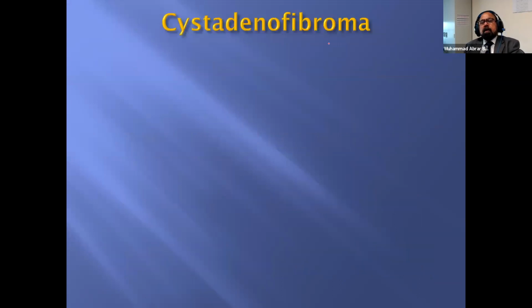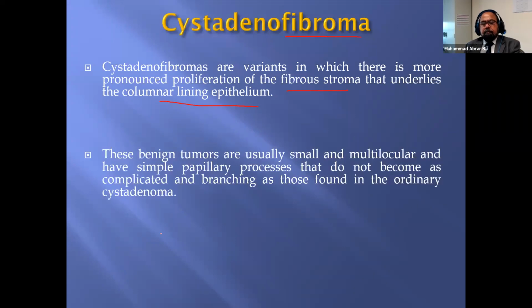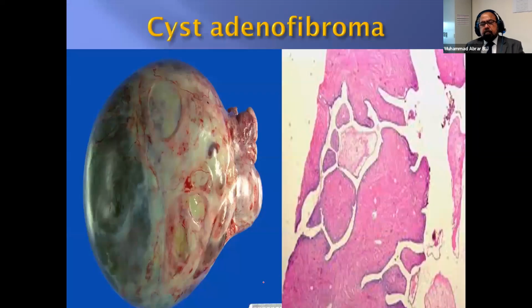Now, cystadenofibroma, as the name says, is a benign tumor. It's a variant in which there is more pronounced proliferation of fibrous stroma. That's why we call it fibroma, which underlies the columnar lining epithelium. These benign tumors are usually small and multiloculated and have small papillary processes, and they do not become complicated or branching as they are found in ordinary cystadenoma. In borderline lesions, atypia is rare, so we don't see any atypical features.